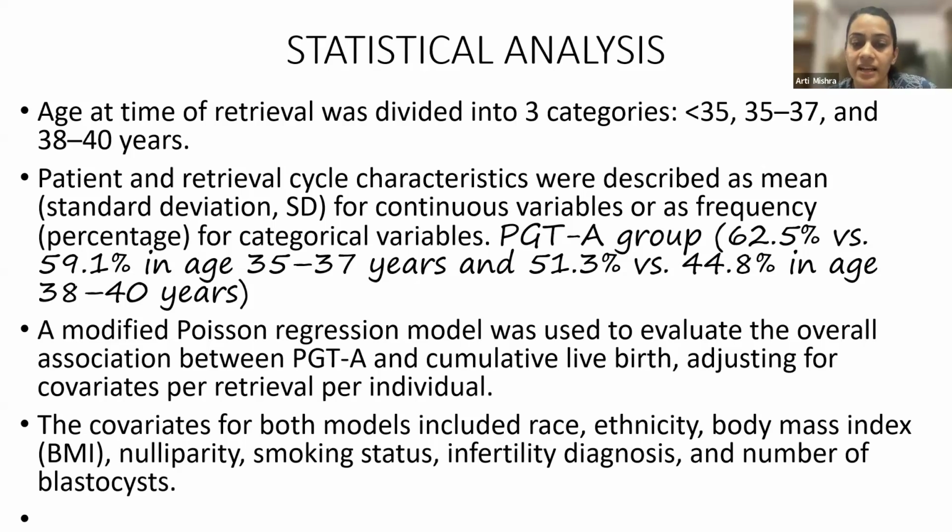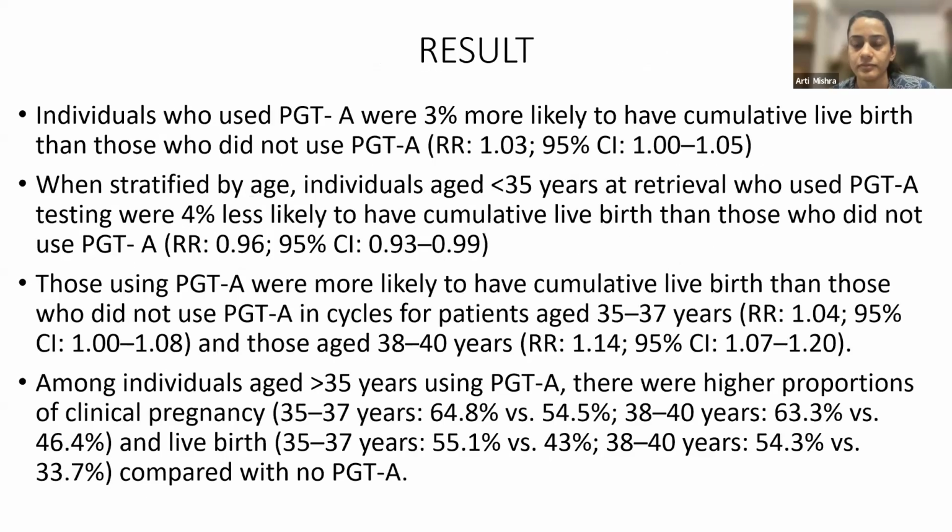A modified Poisson regression model, like I said, was used to evaluate the overall association between PGTA and cumulative live birth rate, adjusting for covariates. The covariates, so to say, were race, ethnicity, body mass index, nulliparity, smoking status, infertility, and number of blastocysts. The results.